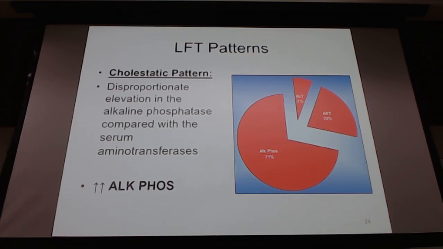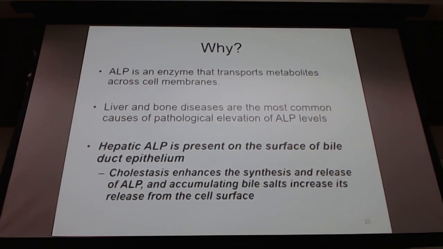So how does that happen? This hepatic ALP is present on the surface of the bile duct epithelium. So when that ALP releases, it increases the accumulating bile salts, which unfortunately causes what in the gallbladder? Gallstones. That's how they get started. But we also need to be careful with that because that can also be related to bone diseases.